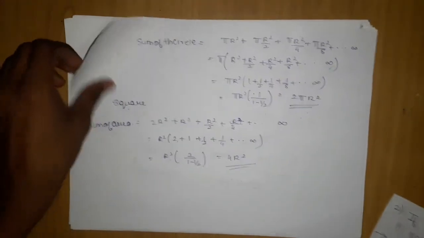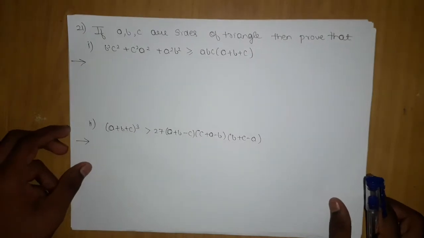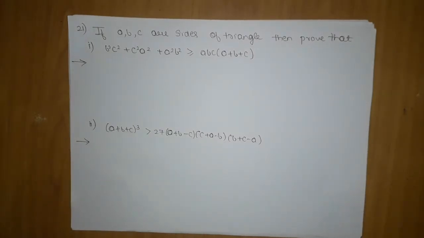The 21st question is this one. If a, b, c are the sides of a triangle, then prove that b square c square plus c square a square plus a square b square is greater than or equal to abc into a plus b plus c. Always, as I have told you, you should know what term you should target.